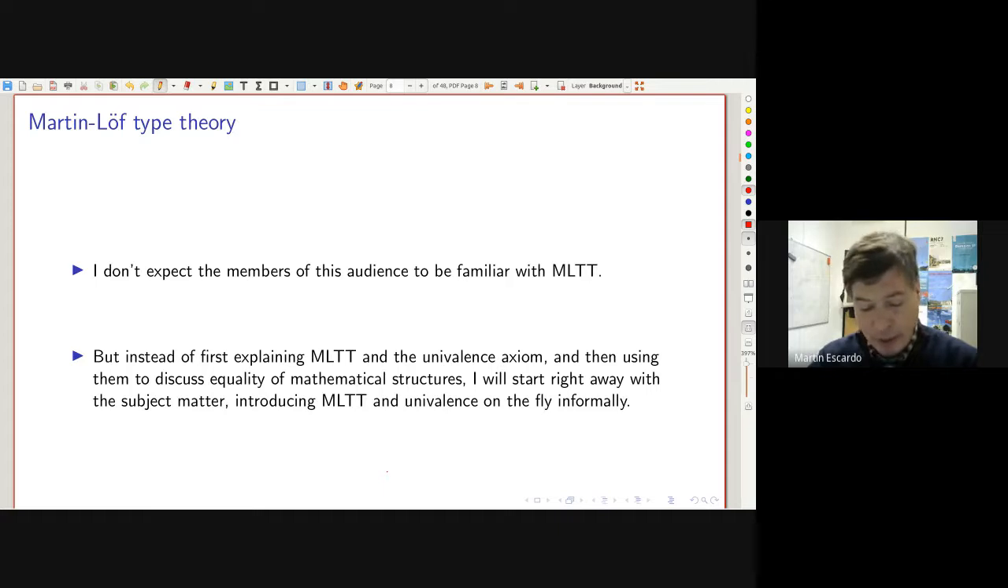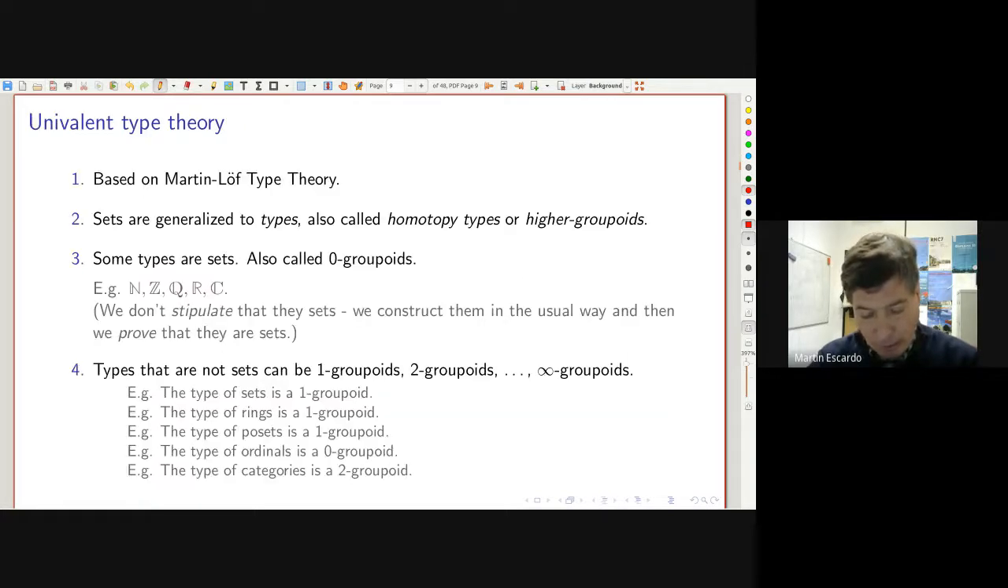As I said before, I don't expect you to be familiar with Martin-Löf type theory, but I'm actually not going to explain it and then give the talk. I'm instead going to explain it as we go. So if you have any doubts, please stop me, okay? Before I explain Martin-Löf type theory, so let's see what is going on here.